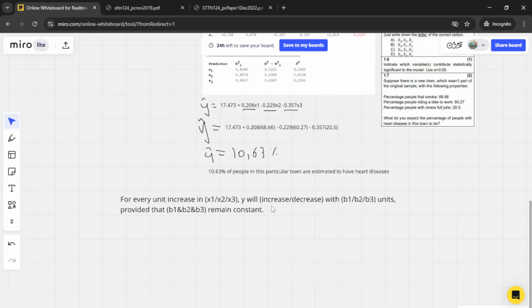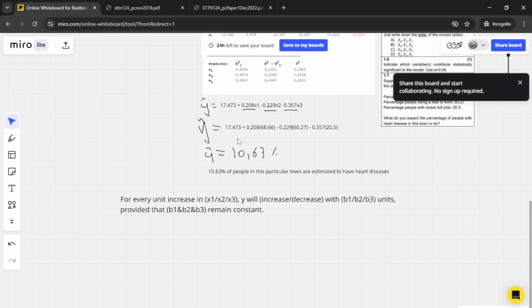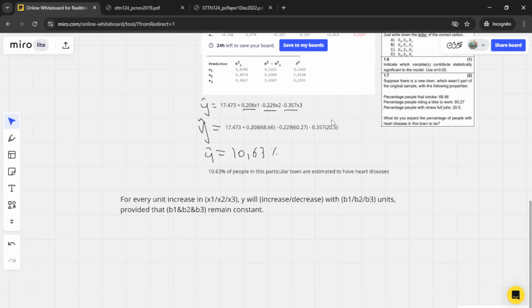So let's say the question says, interpret the coefficient of x1. So what is the coefficient of x1? The coefficient of x1 is 0.208. That is b1. So they'll say to you, interpret b1, which is the coefficient of x1. In this case, it is 0.208. Now, what you do is you're going to say, for every unit increase in that particular variable, in this case x1.